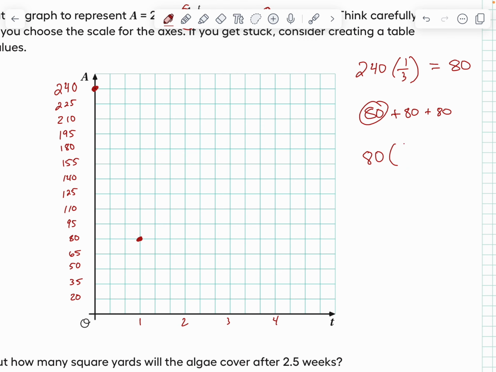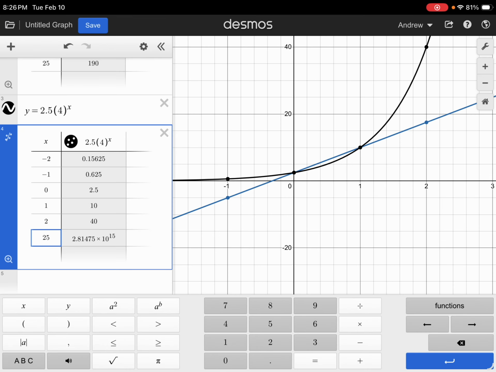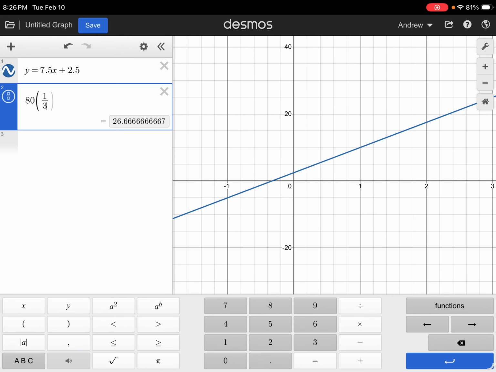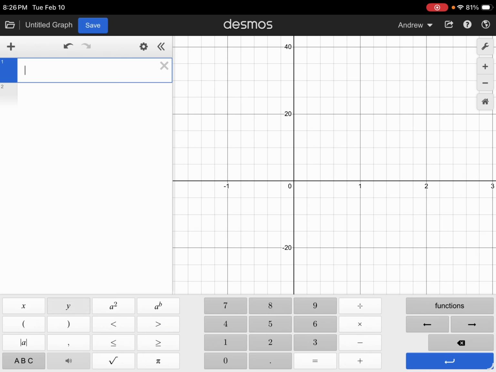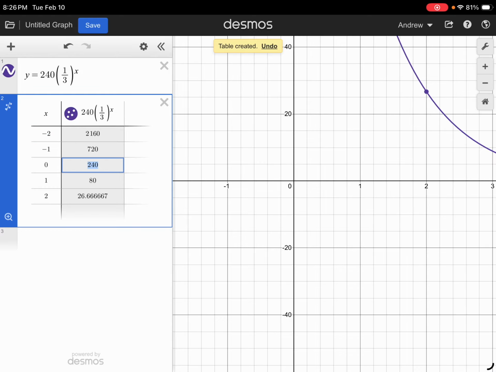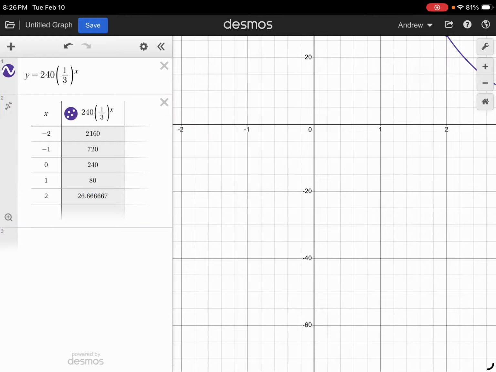Then we take 1/3 of 80. Okay, now that's not a nice pretty number. So we're going to calculate that, kind of estimate it here. So 80 times 1/3. Okay, 26.7, right? Or another way to think about this is to go ahead and write our equation, and then we can figure it out from there. So we've got y equals 240 times (1/3) to the power of x. Make your little gear, click your table, okay, and so you can see we go 240, 80, and about 27.